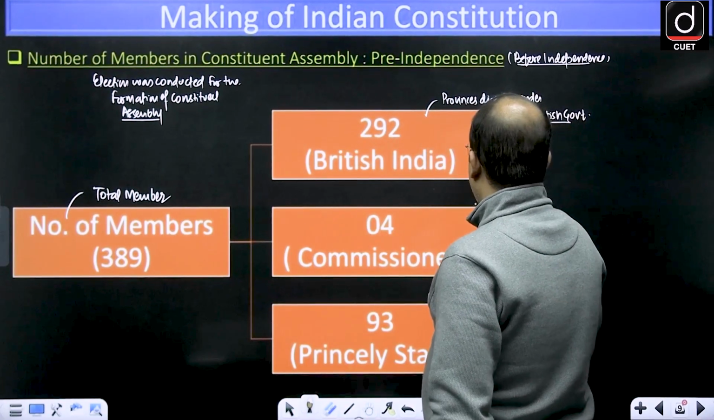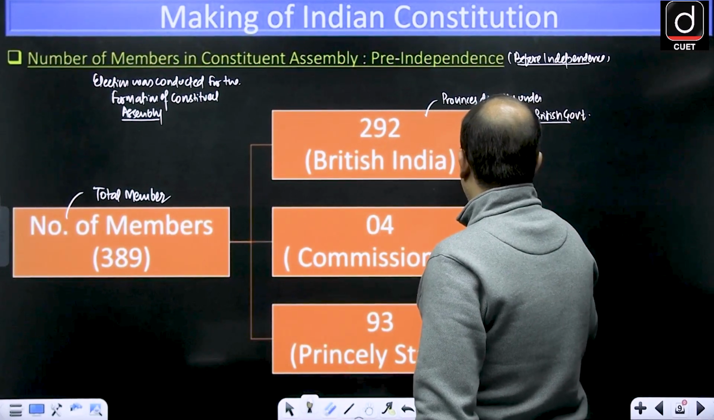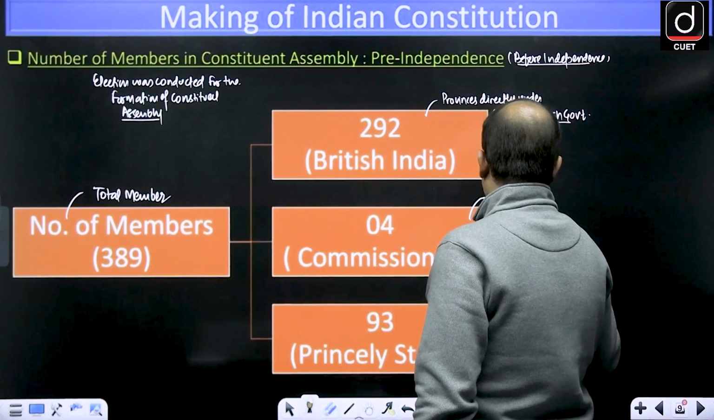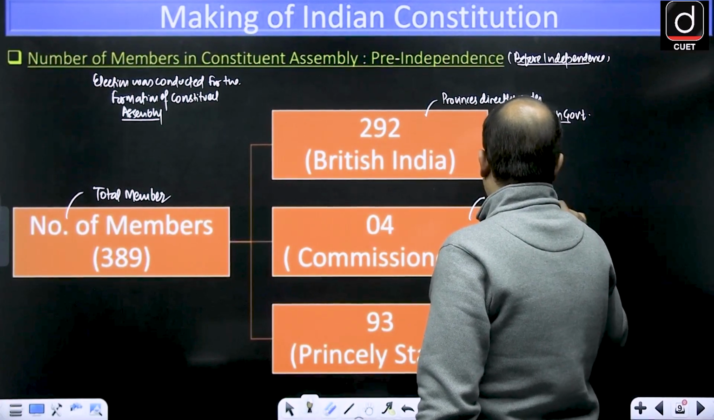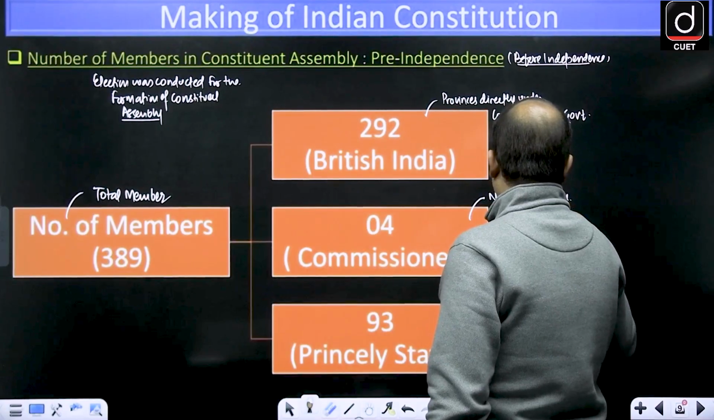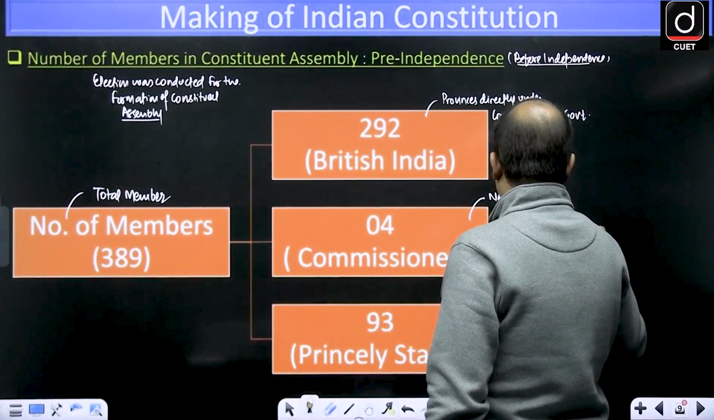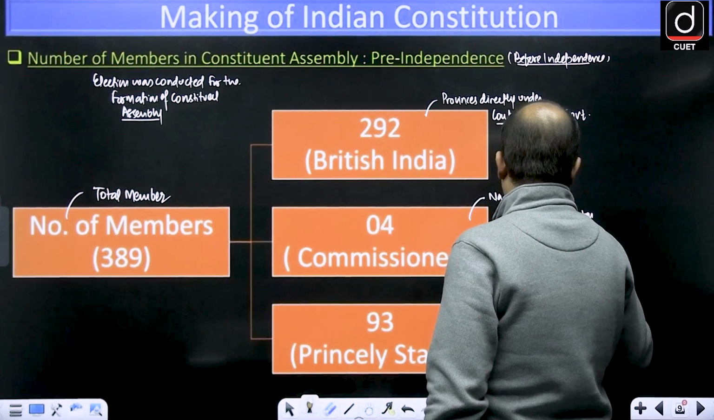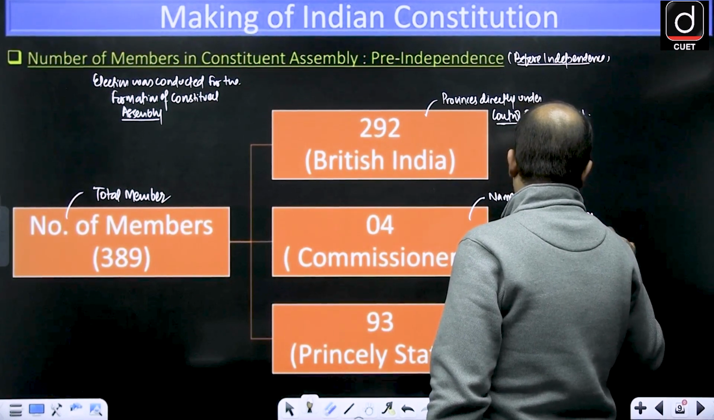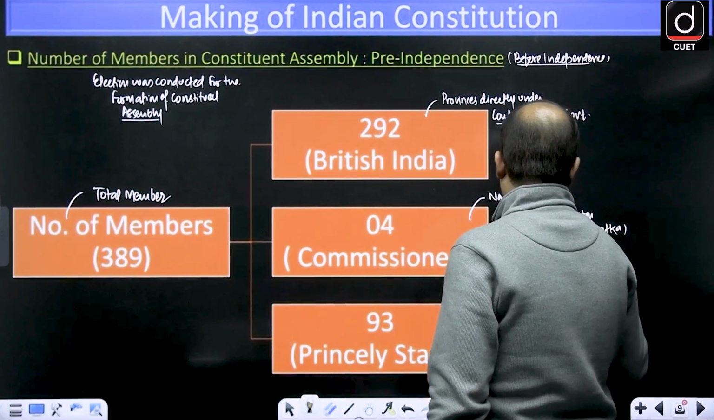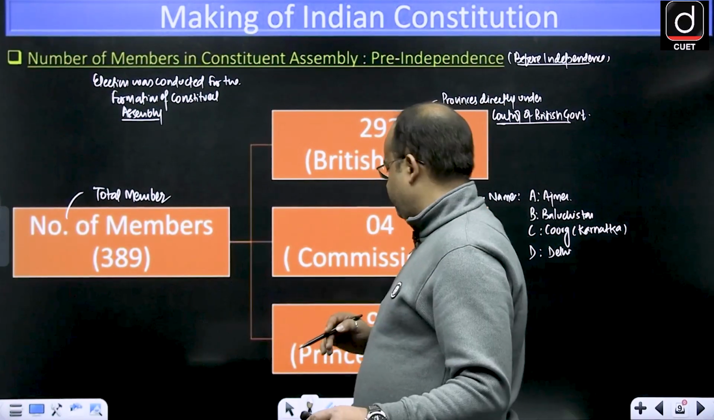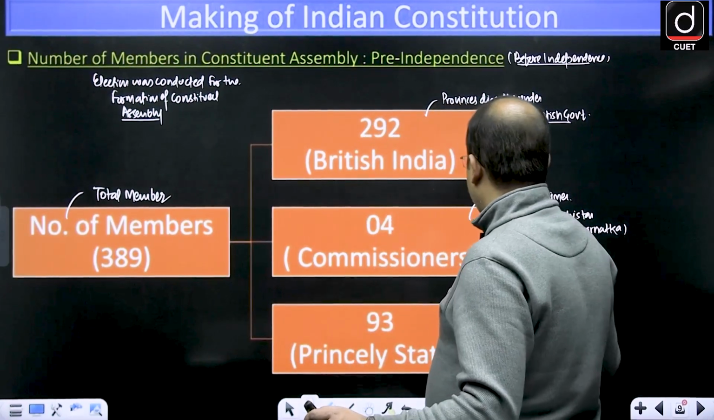Then 4 were from the commissioners' provinces, and their names were A, B, C, D: A for Ajmer, B for Baluchistan, C for Coorg, which is in Karnataka, and D for Delhi. Now guys, Baluchistan is now in Pakistan.